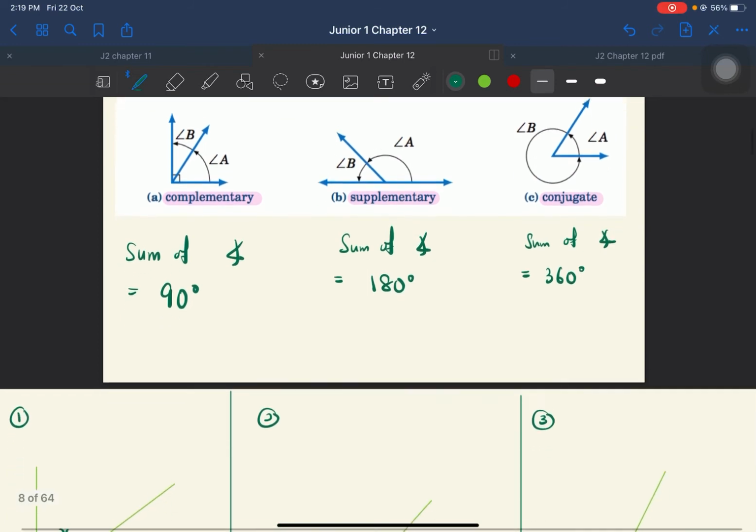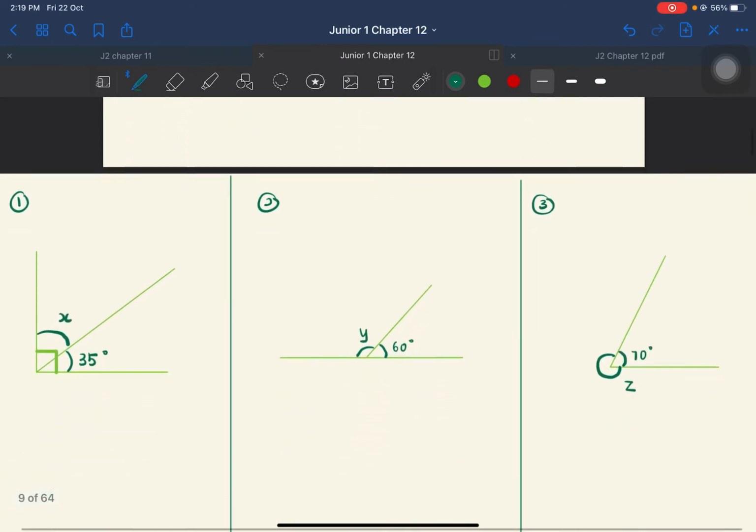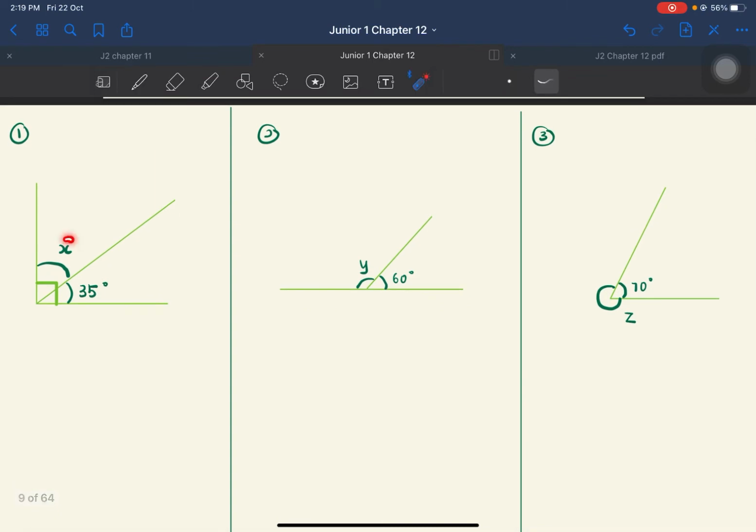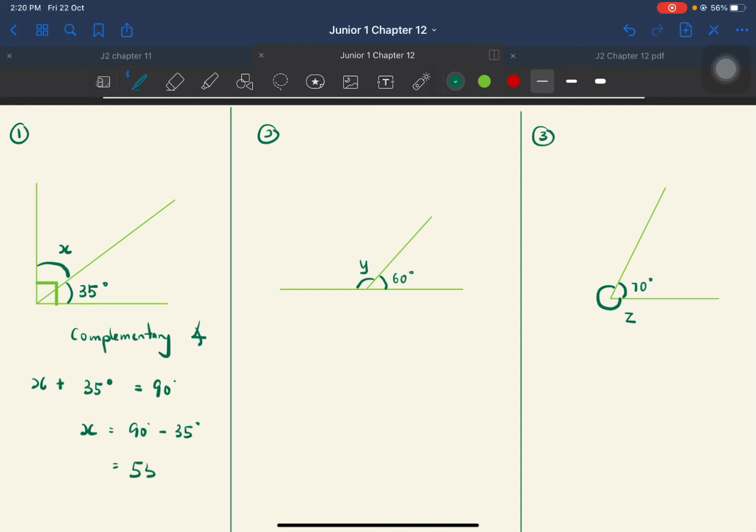Okay, let's try some questions over here. First of all, angle X and this 35 degrees are complementary angles. How do I know? Because there is a little square over here which represents that this angle is 90 degrees. Therefore, X plus 35 degrees equals 90. So your X will be 90 degrees minus 35 degrees, which is equivalent to 55 degrees. X equals 55 degrees.